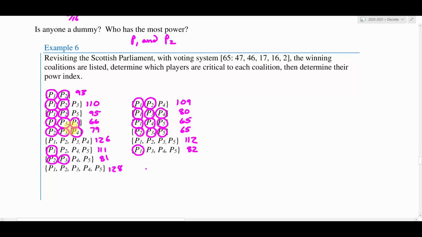We got them all circled, so now we can see who's critical and who's not in all of the winning coalitions all at once. So now we're going to start calculating our power index. The first thing that you're going to want to do is just go through and count up how many times anyone was critical. Essentially, you're counting how many circles you made as you went through the coalitions.